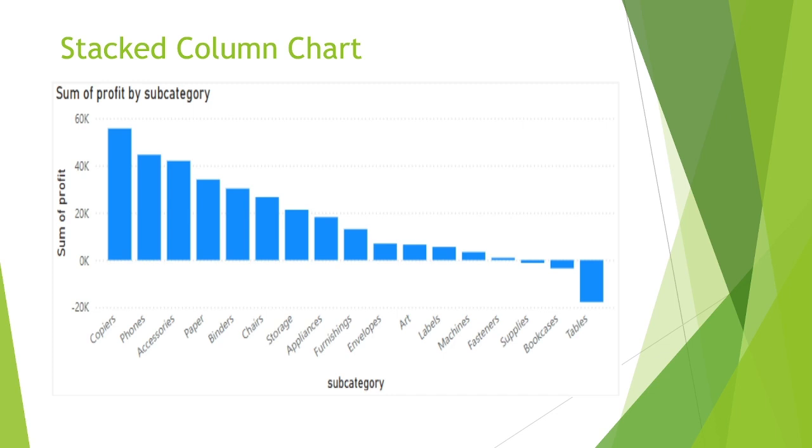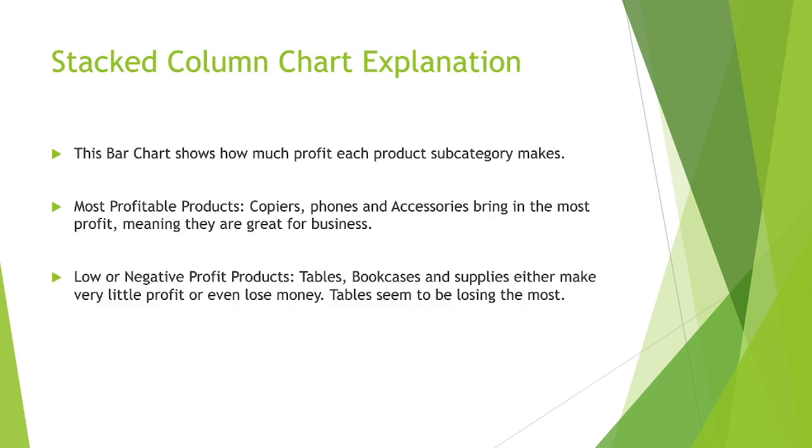And last one is, I think, low or negative profit products. Tables, bookcases, and supplies either make very little profit or even lose money. So tables seem to be losing the most. So this is the column chart by sum of profit by subcategory, and this is the explanation of stacked column chart.